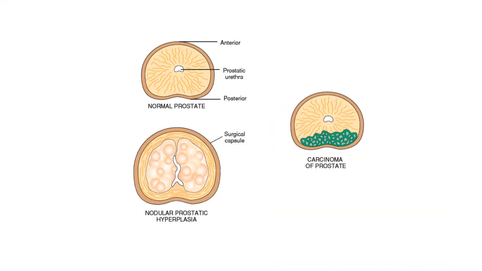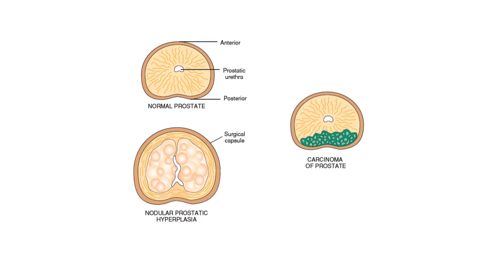So this illustration is describing the difference between these three conditions: the area that is involved by the nodular hyperplasia and the area that is involved by the carcinoma of the prostate. Normally, the prostatic urethra is patent, and in nodular hyperplasia of the prostate, this prostatic tissue that is nodular in appearance is compressing the urethra, and it is now transformed into a slit-like aperture. And there is formation of a surgical capsule also.